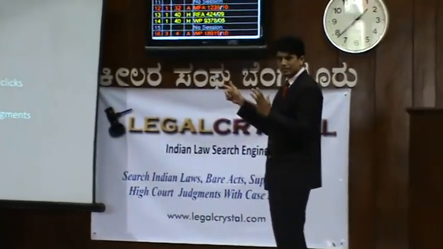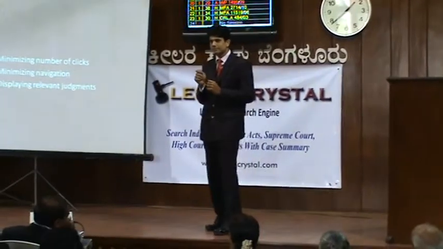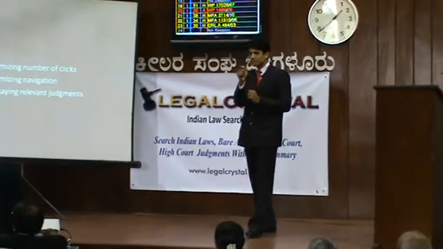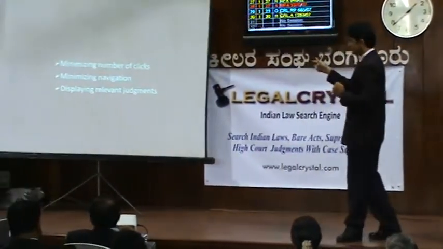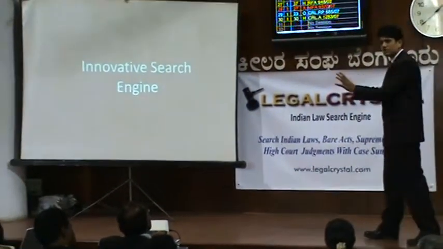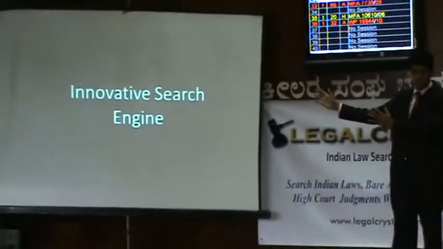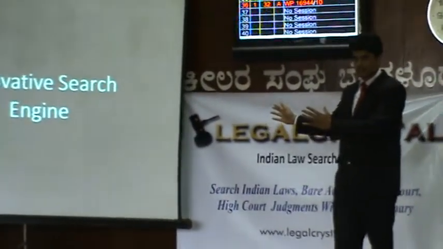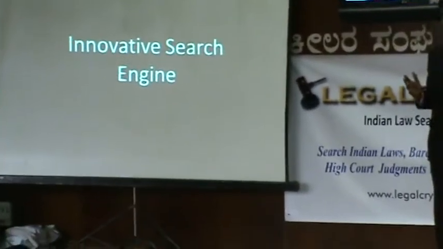The next thing is displaying the relevant judgments. When you key in Section 60 Companies Act, you get the judgment which is under that section and act. And then you focus on the search engine. The data is available, all the judgments data is available. Everything is available. What's so important? Search. How do you search?